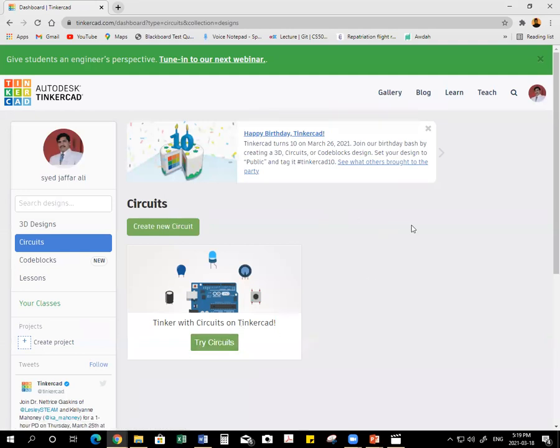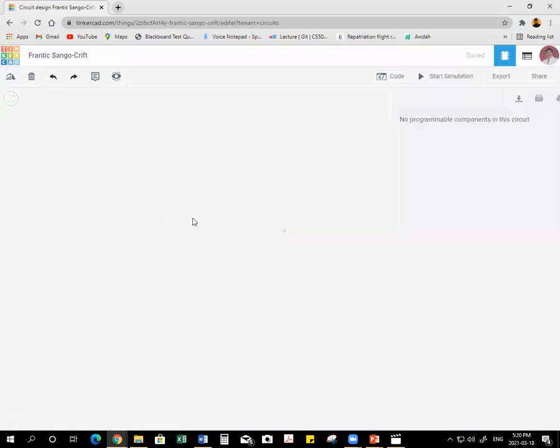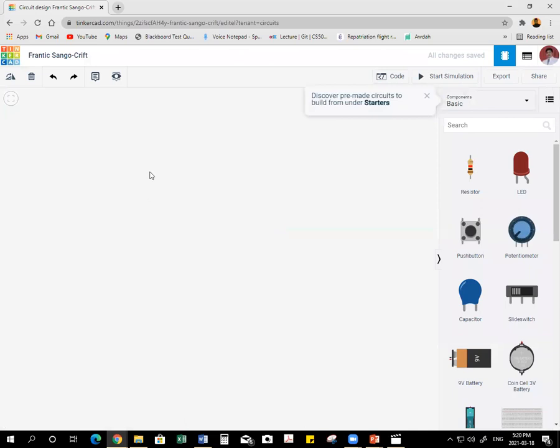Now I will start with creating a new circuit, and I will show the different tools inside it. We just have to go to tinkercad.com, create one account, log in, and use the circuits link, and here a basic one will come. Now create a new circuit by clicking on it. Now it will open a window. This is the space where we can build our own circuit.